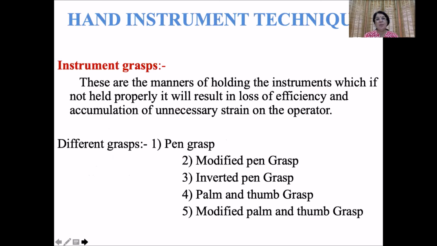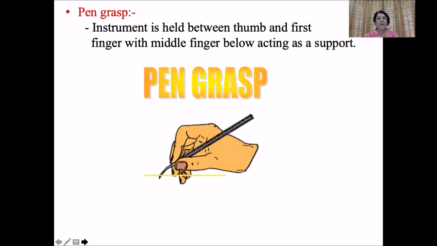Then coming to the techniques, if you are using the hand instrument, you have to hold it properly, isn't it? Because the manner in which you hold the instrument will also make it more useful. If you have a pen with you right now, try to hold the pen and I will tell you all the different grasps that are there. So first is the pen grasp. That is the grasp you use to write, isn't it? This is called a pen grasp.